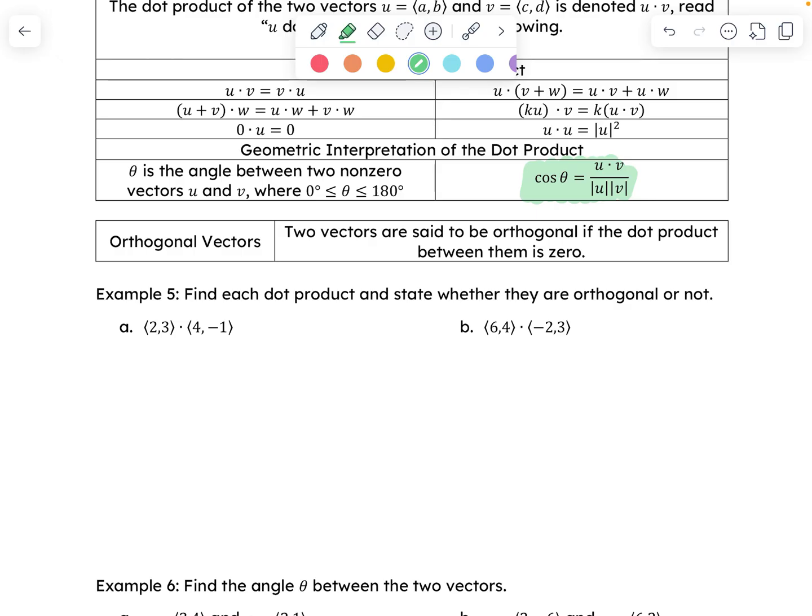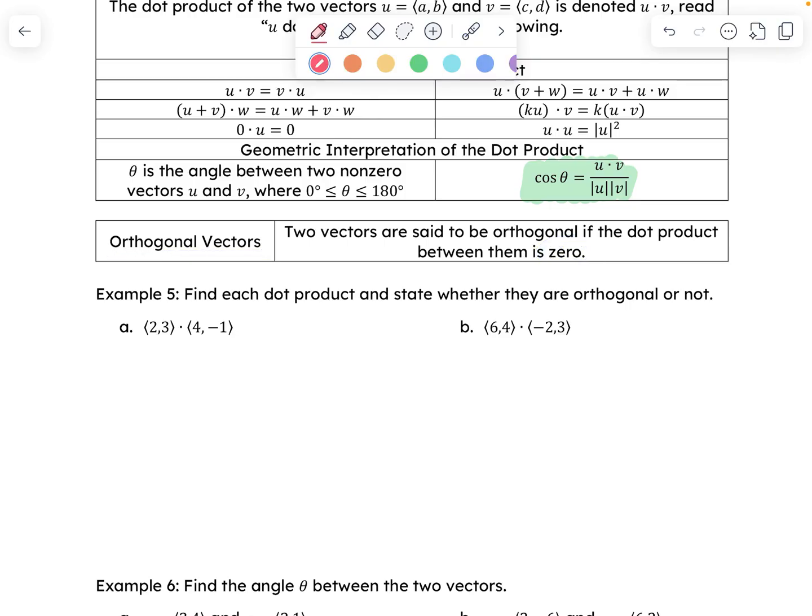So example 5 says find each dot product and state whether they are orthogonal or not. We would say that two vectors are orthogonal if the dot product between them is 0. So find the dot product. If it's 0, they're orthogonal. If it's not 0, then they're not orthogonal.